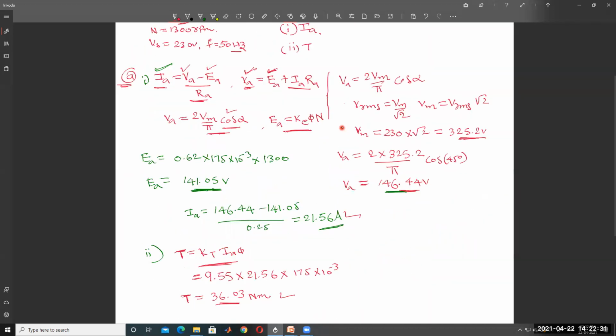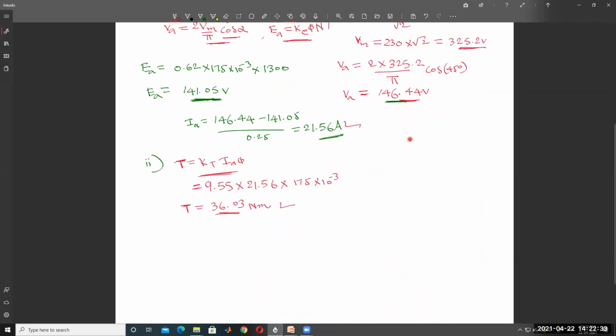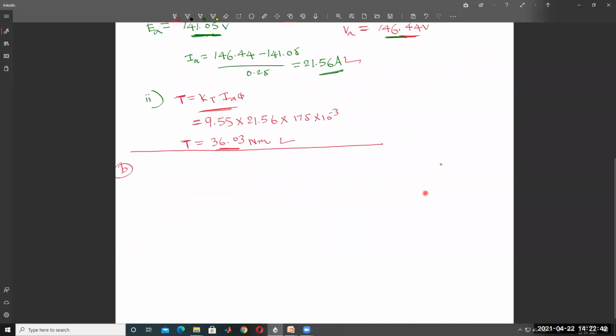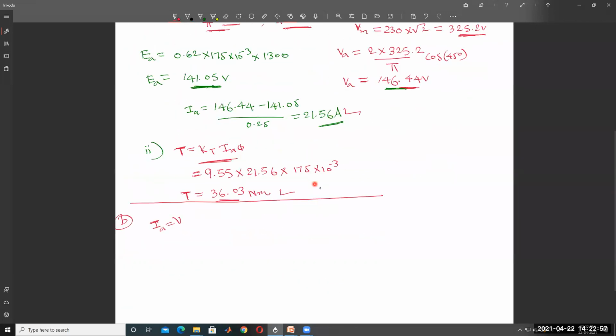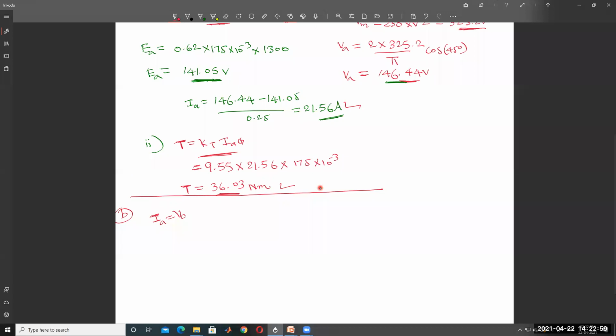Similarly, for semi-converter, B question. To find armature current IA, it is the same as the previous: IA is equal to VA minus EA divided by RA. So same way here also, VA minus EA divided by RA.